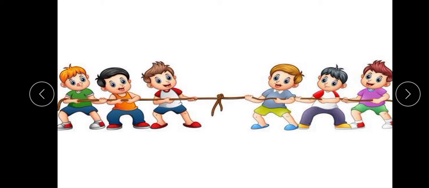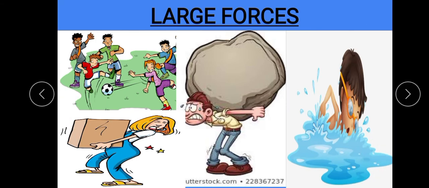Okay, students, you can see in the picture team A is not larger and stronger, but team B is larger and stronger. Students, the group that is larger and stronger will win. Students, now large forces.